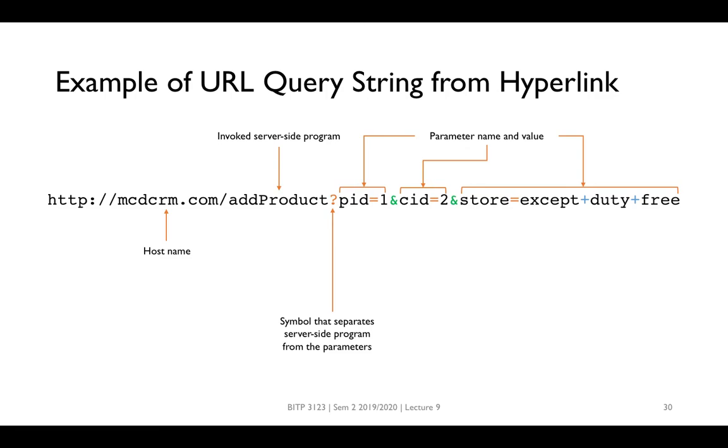After the question mark, all elements are pairs of parameters and values. Each parameter will be followed by an equal sign that marks the value. For example, here we have product ID, PID, category ID, CID, and store. If we have more than one parameter, they will be separated with an ampersand sign. A plus sign here indicates a space in a parameter value such as accept duty free.